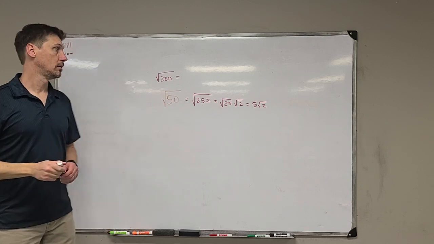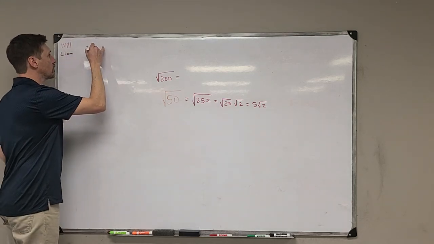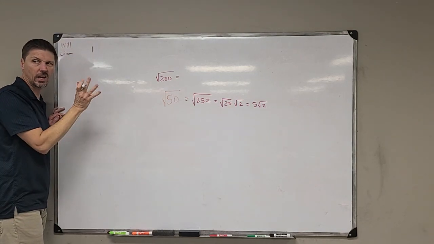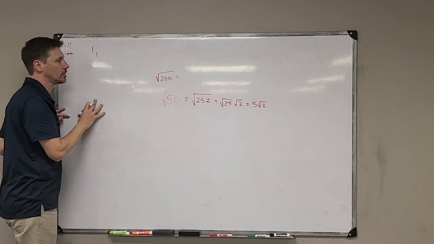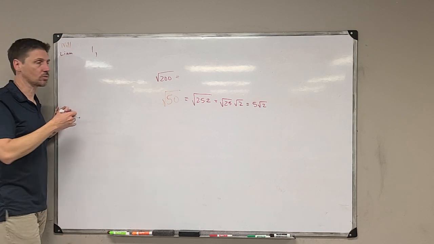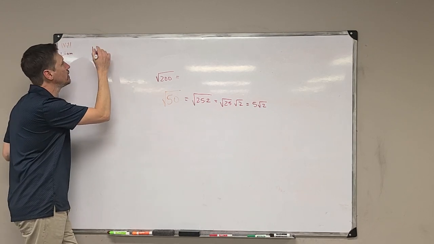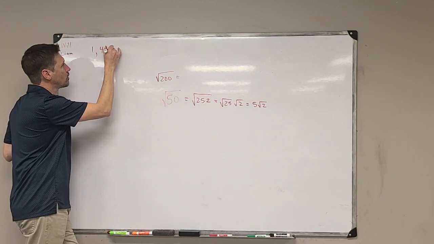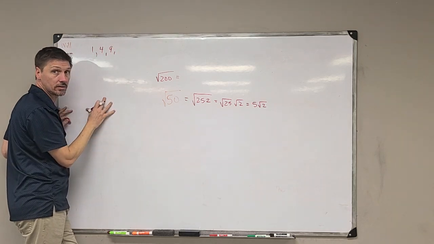No. 9. So I'm going to write these down. The first perfect square would be 1, but we kind of ignore that. We do need to remember that the square root of 1 is 1, because 1 is a perfect square. So 1 times 1 is 1, 2 times 2 is 4, 3 times 3 is 9. What's next?